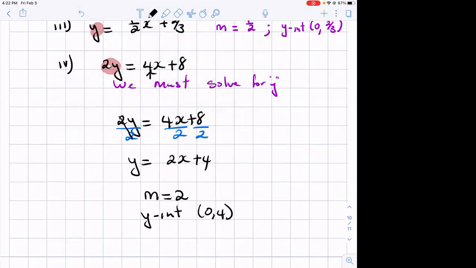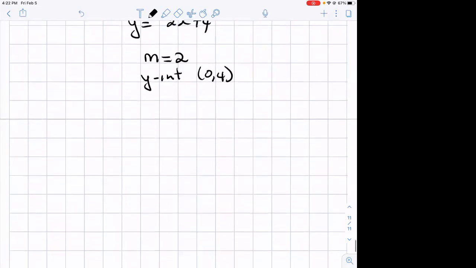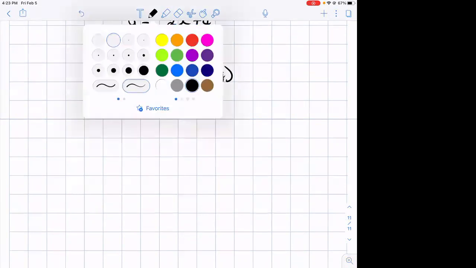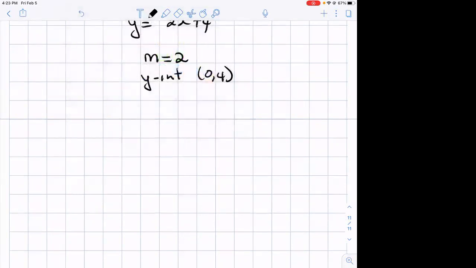Before you can read the y-intercept and the slope, it must be in the form y equals. Must be in the form y equals. Now, if you can identify the slope and the y-intercept, we can sketch the graph.